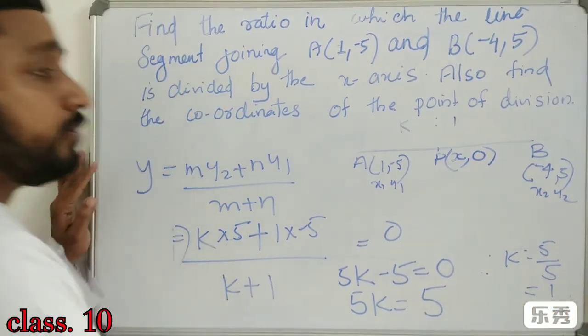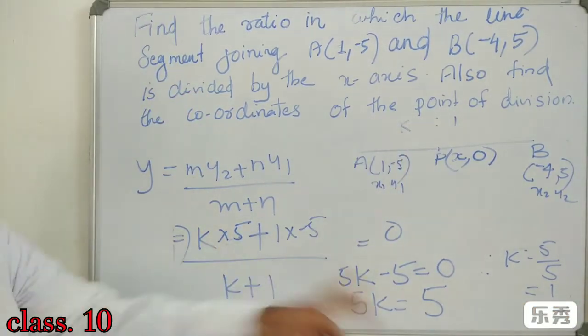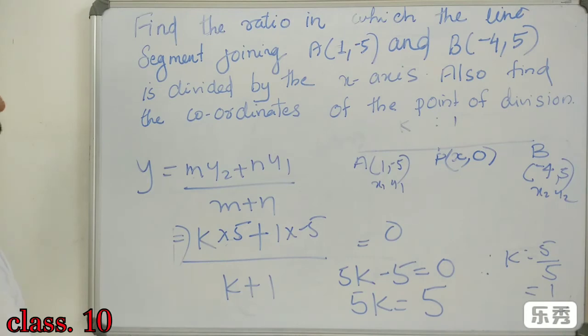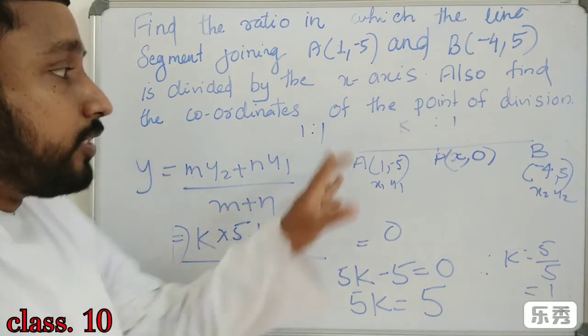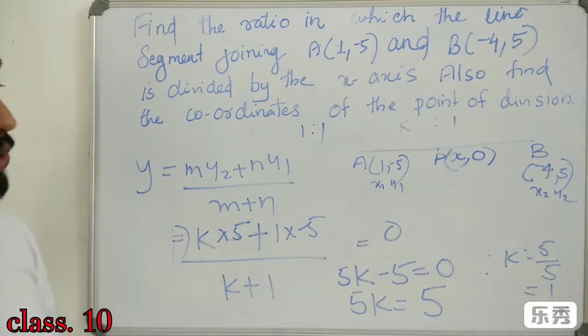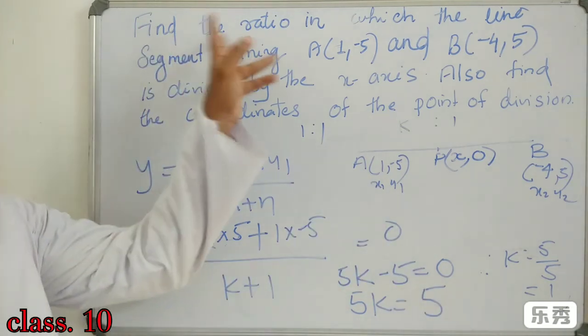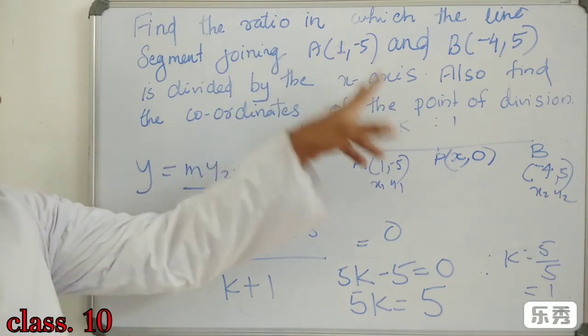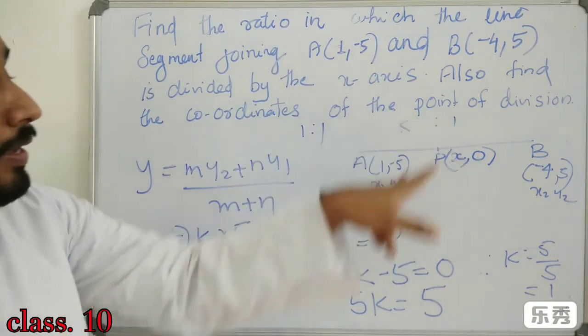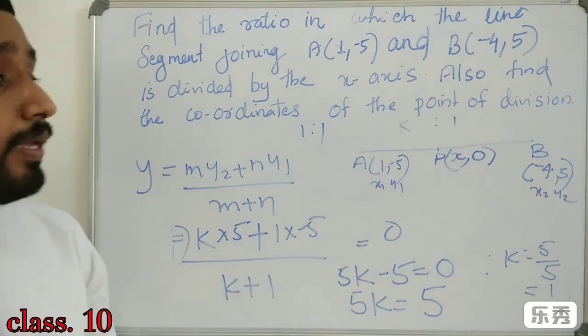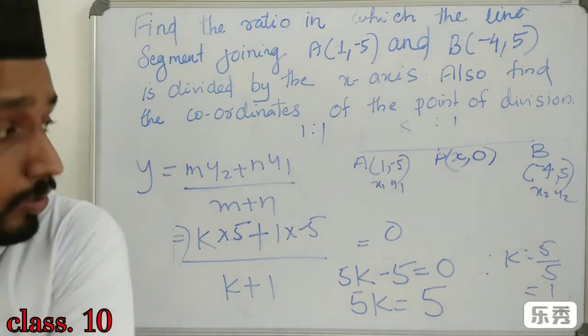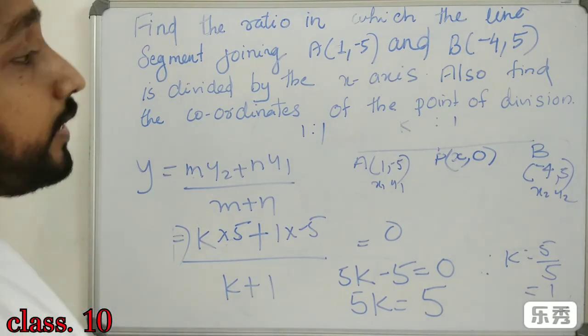That is 1 by 1. So we got the ratio k:1, where k is 1. Therefore the ratio is 1 is to 1. So we find the ratio 1 is to 1. We are cutting the point P(x, 0) in the ratio 1 is to 1 between the points A(1, -5) and B(-4, 5).